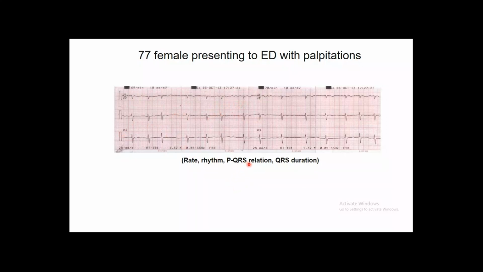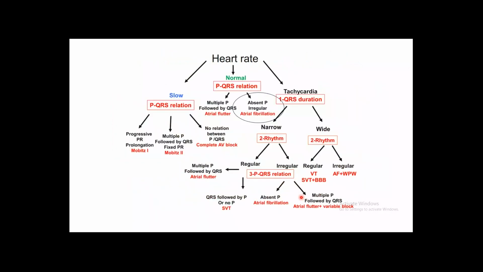For the P-QRS relationship, actually we don't have a P wave, we just have fibrillation waves like this one. QRS complex is narrow, so we have a normal rate, an irregular rhythm with no P wave and narrow QRS. According to the algorithm, we have a patient with atrial fibrillation.